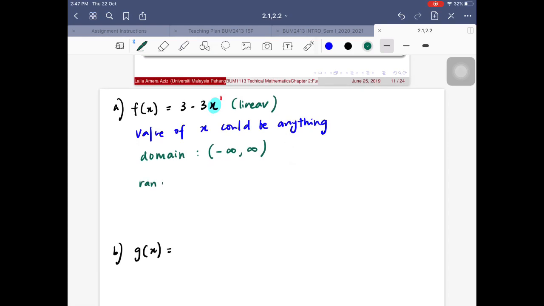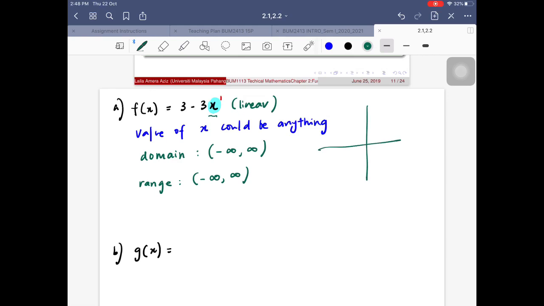And what is going to be the range? The range means, if I were to substitute the value of x over here, what value is possible for this whole function right here? And of course, when x could be any value from negative infinity to infinity, the outcome, when I substitute the value of x in 3 minus 3x, the range could also be any value, from negative infinity until infinity. There is going to be no limitation.